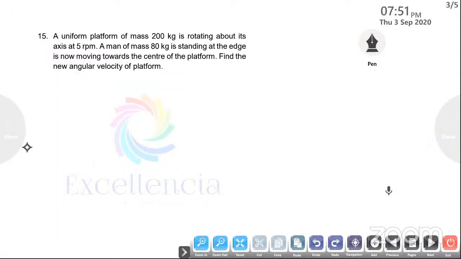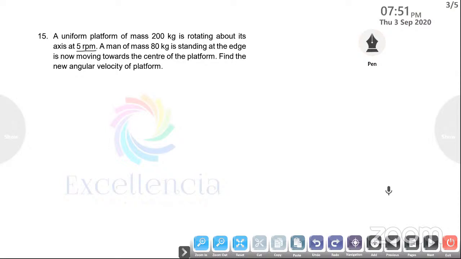So the next question is from the chapter of rotation, and it is an application of conservation of angular momentum, a very standard question itself. This question we will usually do in the class itself. The question reads like this: a uniform platform of mass 200 kg is rotating about its axis at the rate of 5 revolutions per minute.